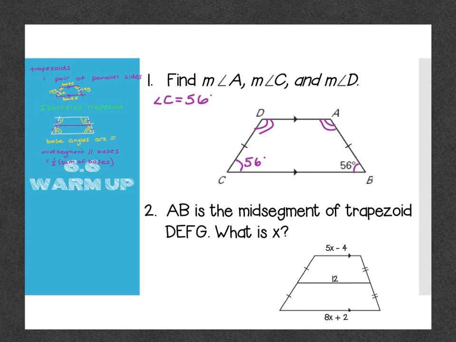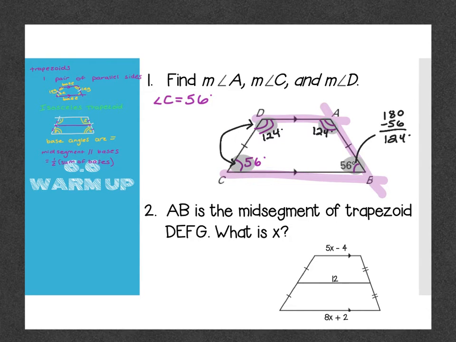So if angle B is 56 degrees, then angle C is also 56 degrees. And then because these are parallel lines and this is a transversal, I know that these 2 angles are supplementary, which means that 56, when subtracted from 180, I get 124, and that's going to be this missing angle, which is also this missing angle, because A and D are congruent, and also these are supplementary. So angle A is 124, and angle D is also 124.